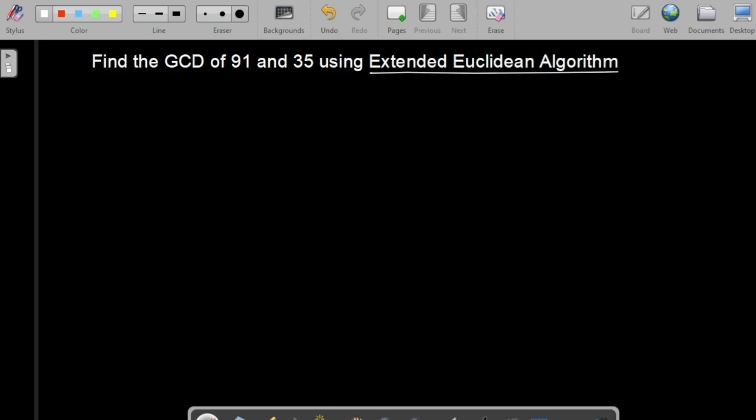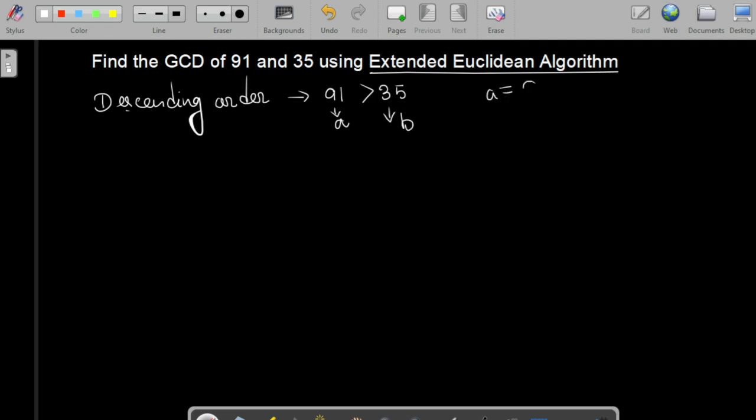First of all, we have to arrange the two numbers in descending order. Since this is already arranged, the first number, the bigger number, is 91 and the smaller number is 35. Now we'll name the first number as A and the second number as B. So A equals 91 and B equals 35.